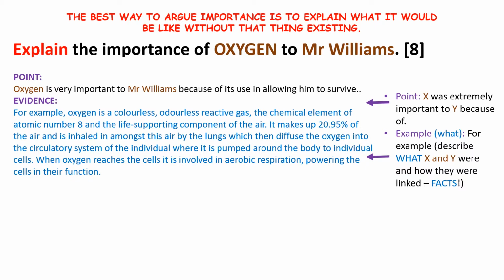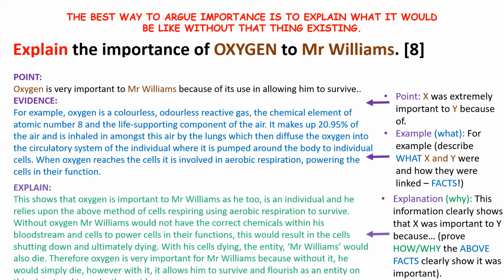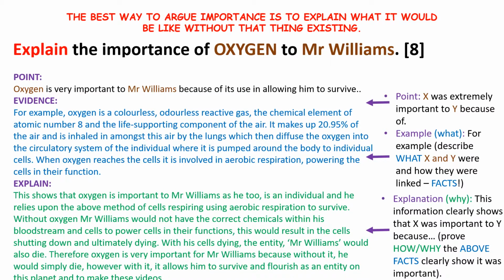But that still has not answered the question. I need to do my final part of explaining and link why it's important to me. So this is where I'm going to bring in my why. My why is: this shows that oxygen is important to Mr. Williams as he too is an individual and he relies upon the above method of cells respiring using aerobic respiration to survive.